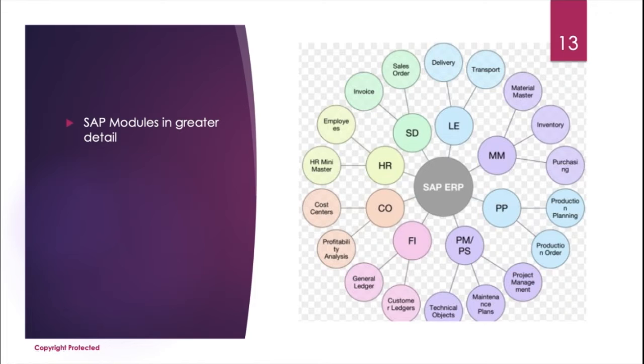One is project management, which is called PM, and another is plant maintenance, which is also called PM. And project system is used for the purpose of managing any project inside the company. So if you are running a business, it is necessary that you need to do some kind of capital project.